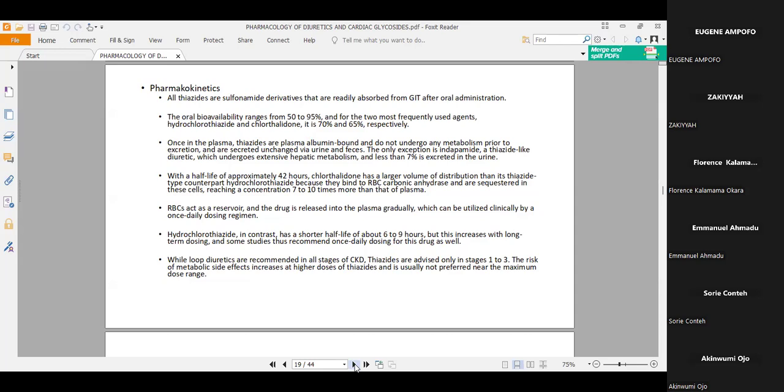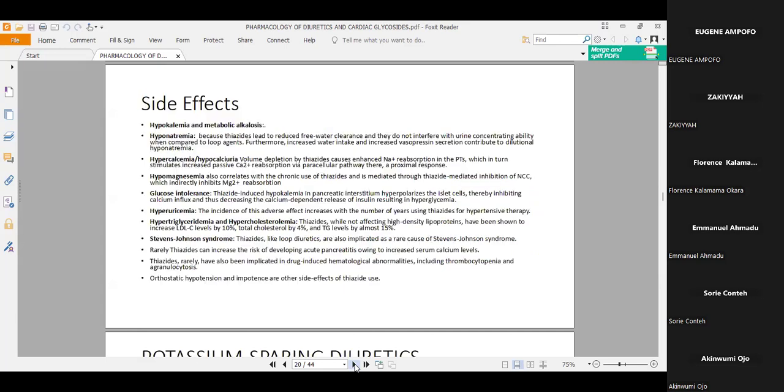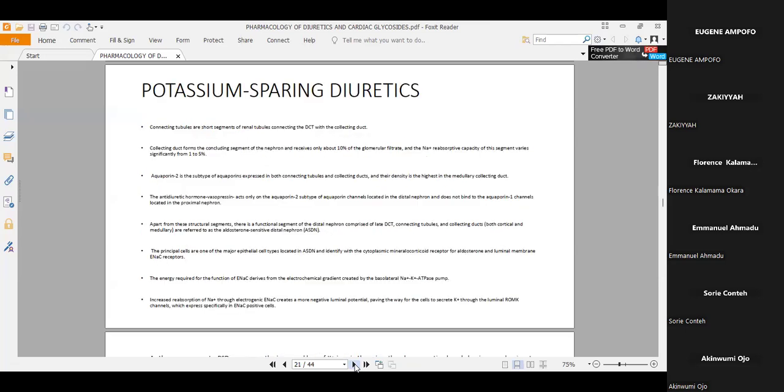So hydrochlorothiazide has a shorter half-life of about 6 to 9 hours. Then the side effects: hypokalemia, metabolic alkalosis, hyponatremia, hypercalcemia, hypocalciuria, hypomagnesemia, glucose intolerance, hyperuricemia, hypertriglyceridemia, and also, just like the loop diuretics, it causes Stevens-Johnson-like syndrome. Orthostatic hypotension and impotence are also rare side effects of thiazide diuretics.